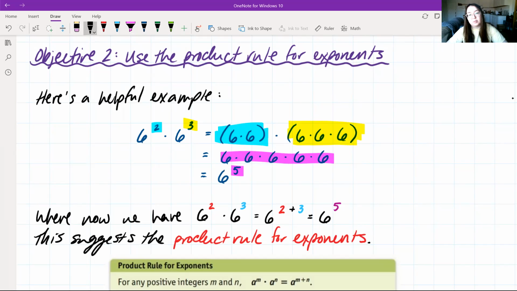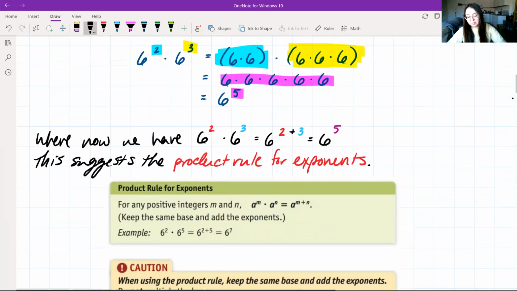So we're introducing this fact that 6 to the power of 2 times 6 to the power of 3 can be written just as 6 to the power of 2 plus 3. So we can just add our exponents to get our final answer, which is 6 to the power of 5. This suggests the product rule for exponents.